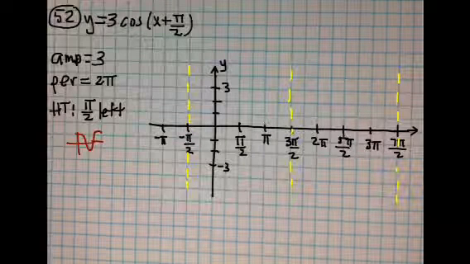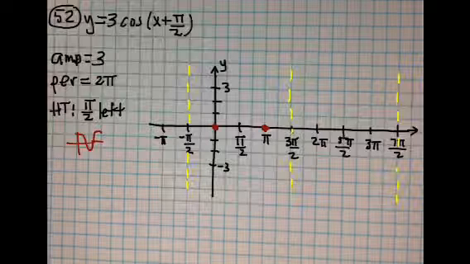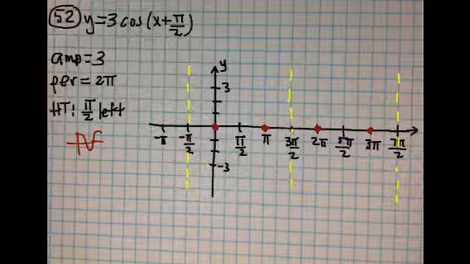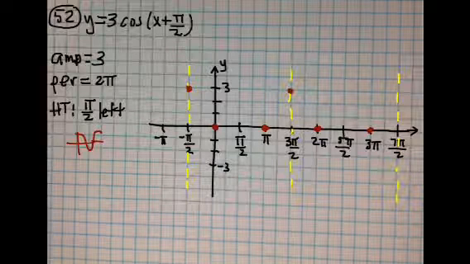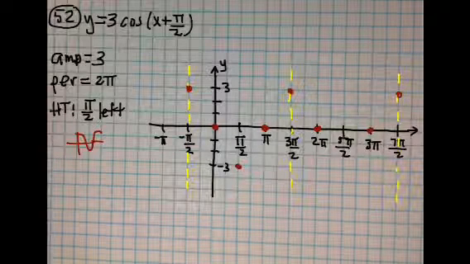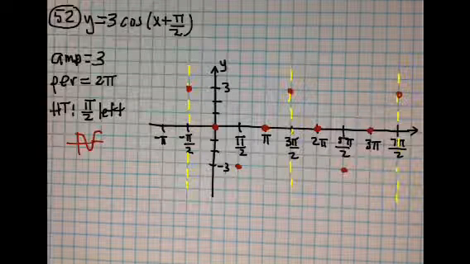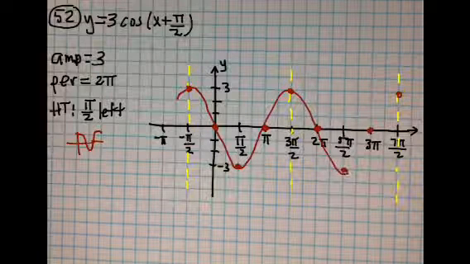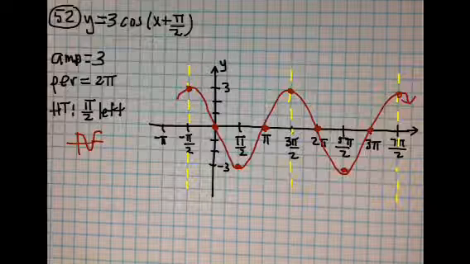Okay, so cosine has a 0 at the 1/4 and 3/4 of the way. So 1/4, 3/4, 1/4 of the next period, 3/4 of the next period. It has a maximum at the beginning and the end. So here and here and here. It has a minimum in the middle. So the middle would be at pi over 2 and at 5 pi over 2. And there it is. Connect the points, and there is the period, the two periods actually. So it goes back down, goes back down.